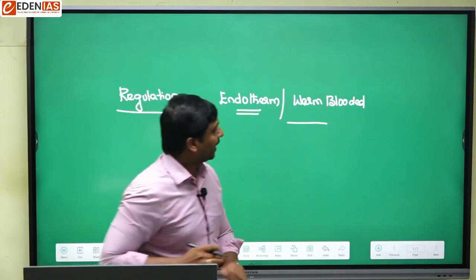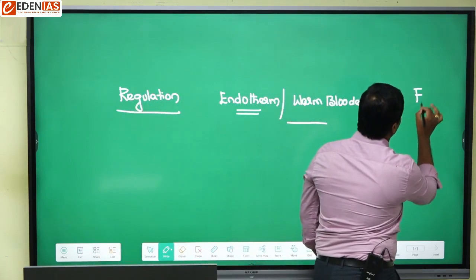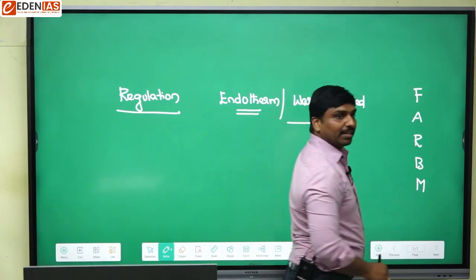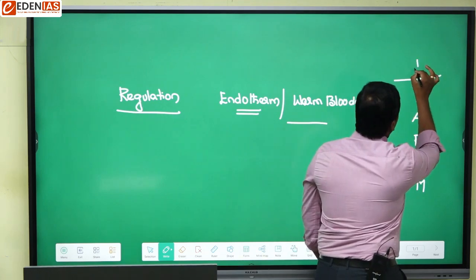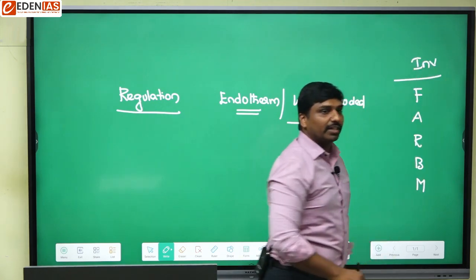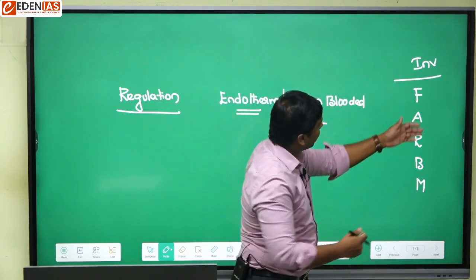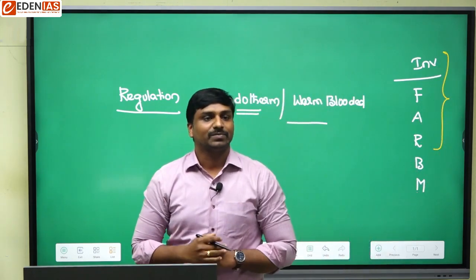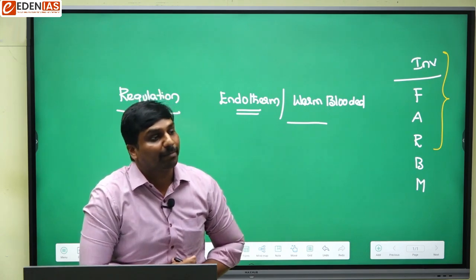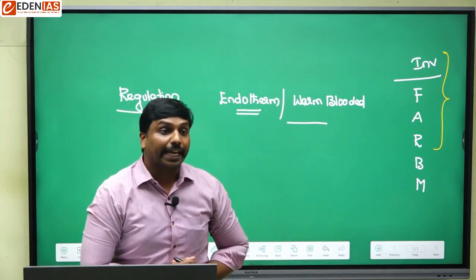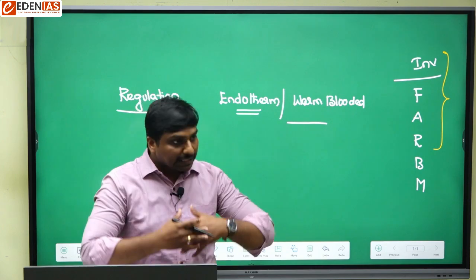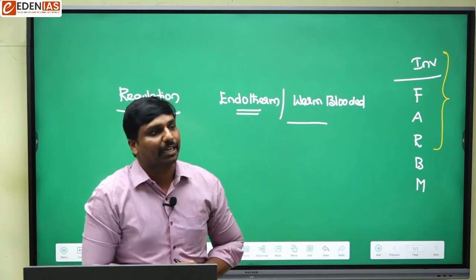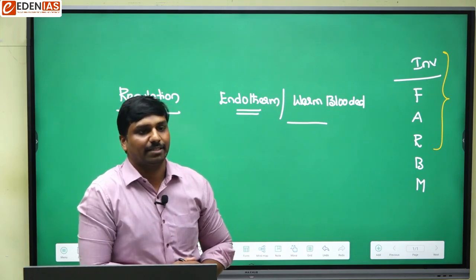We have various living organisms like fishes, amphibians, reptiles, birds and mammals. Before this we have invertebrates. So from invertebrates to fishes, amphibians and reptiles, all of them are cold-blooded. Cold-blooded means they are ectothermic. Their body temperature is determined by the external conditions. So ectothermic animals are cold-blooded organisms.